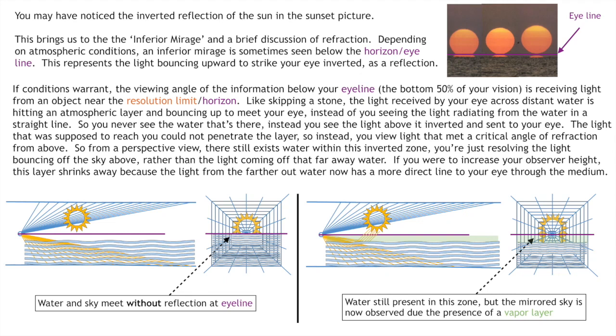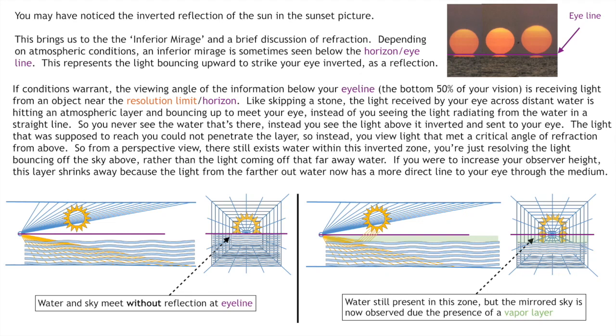So you never see the water that's there. Instead, you see the light above it inverted and sent to your eye. The light that was supposed to reach you could not penetrate the layer, so instead you view light that met a critical angle of refraction from above and bounced to you inverted. So from a perspective view, there still exists water within this inverted zone. You're just resolving the light bouncing off the sky above, rather than the light coming off that far away water.